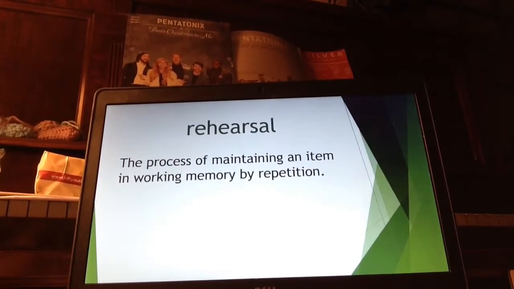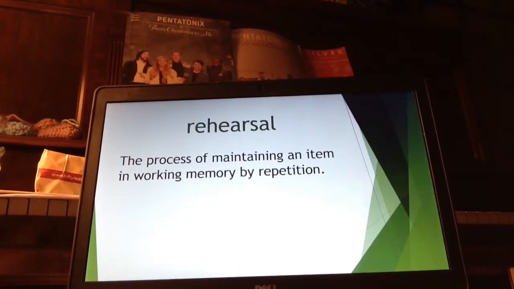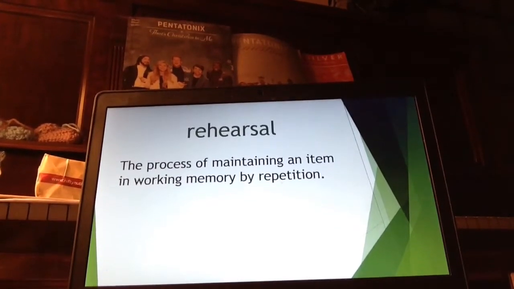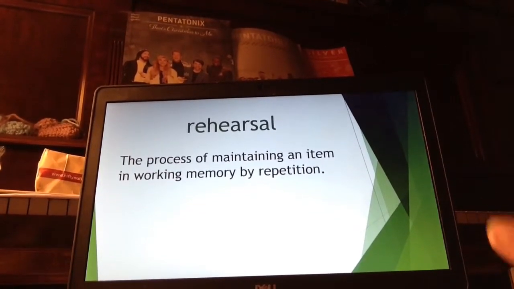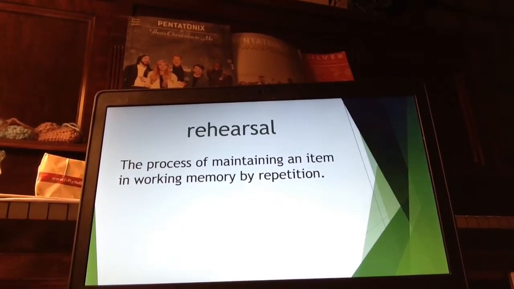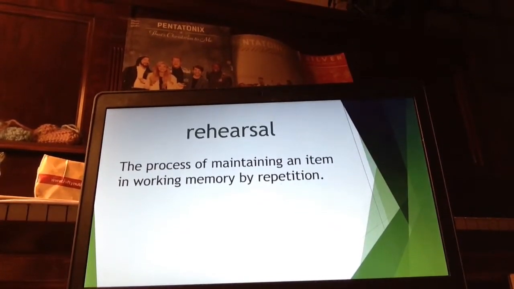Rehearsal, the process of maintaining an item in working memory by repetition. So I think of musicians, and drama people, and even ministers, different people that have to rehearse things, that have to practice. If you have a speech, different things you have to do where you have to practice things.